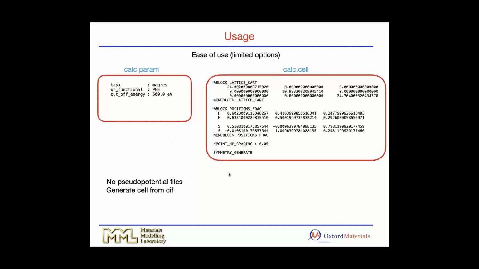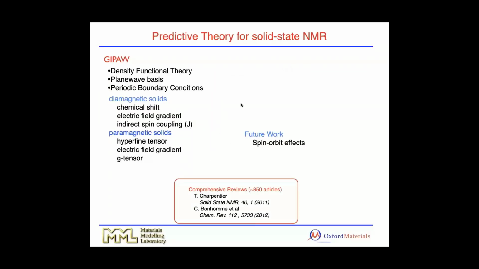Okay. So just to summarize, what I've talked to you about is the so-called GIPAW approach, which is the theory that we use to predict solid-state NMR parameters within CASTEP. It's using DFT, plane wave basis, periodic boundary conditions. If you have a diamagnetic solid, and that's most of what you're going to be doing NMR experiments on, we can calculate the chemical shift or magnetic shielding, the electric field gradient, and the indirect coupling, the J coupling.